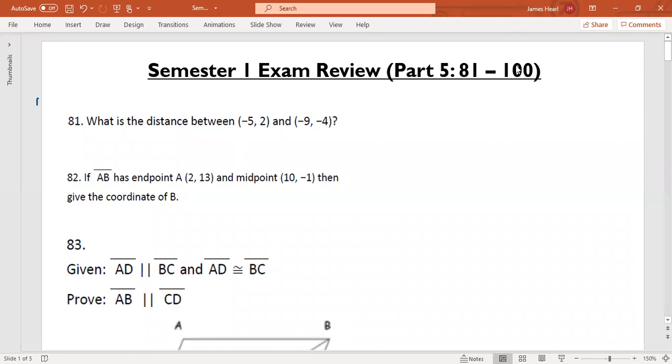Hello, everybody. For the last part of our review here, we take a look at the last 20 questions, 81 through 100. So starting with 81 here, you're asked for the distance between these 2 points. So we'll run the distance formula.